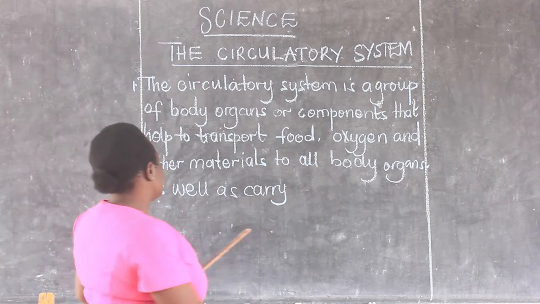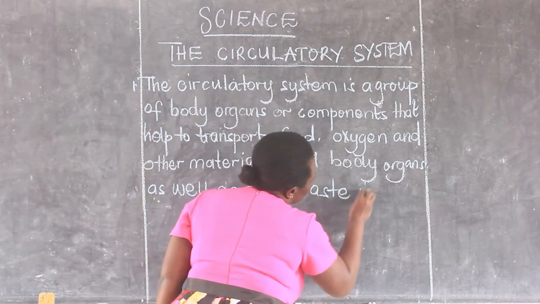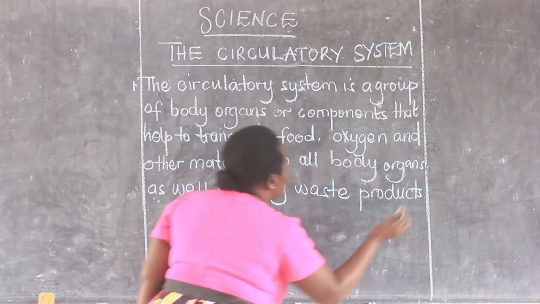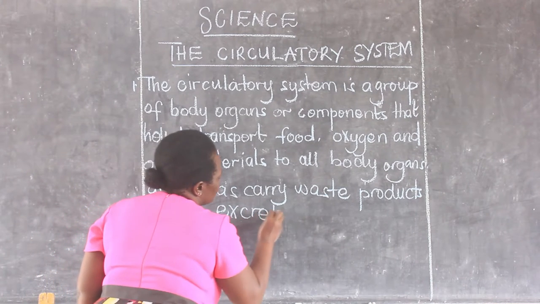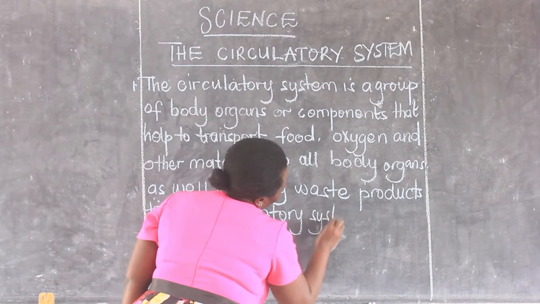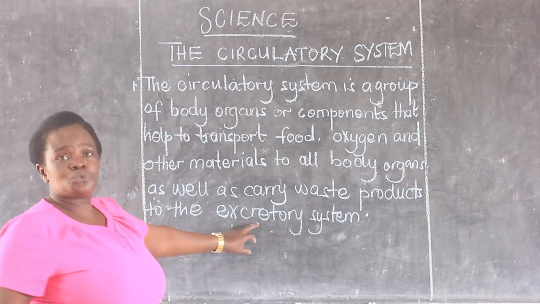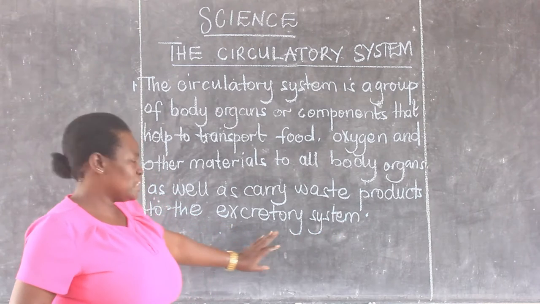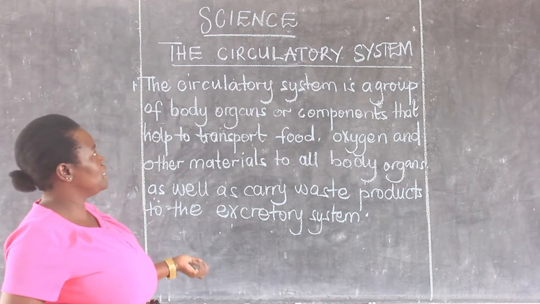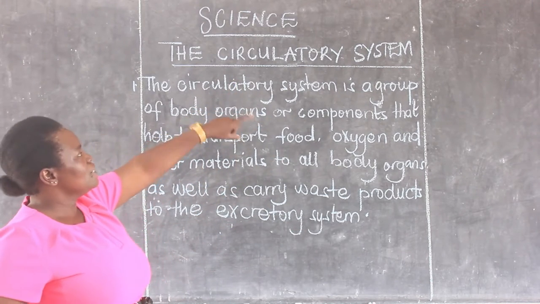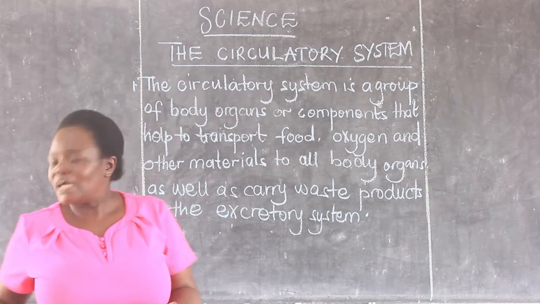A circulatory system is a group of body organs or components that help to transport food, oxygen, and other materials to all body organs, as well as carry waste products to the excretory system. When you go to P7, you learn more about the excretory system and the organs that help to remove these waste products from the body. But again, they are transported by the circulatory system.